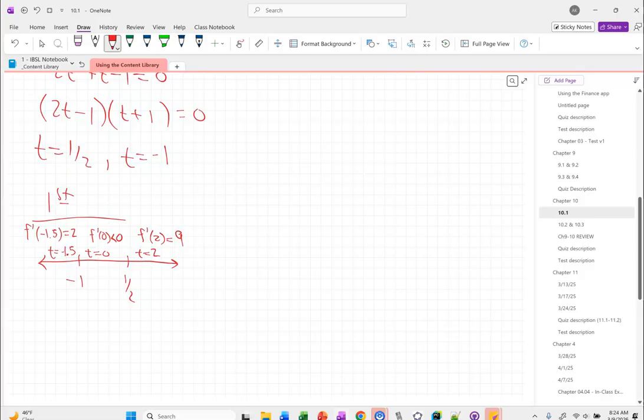Everybody okay with what I did? Notice that I did actually compute these numbers this time because I'm going to use those in part B.